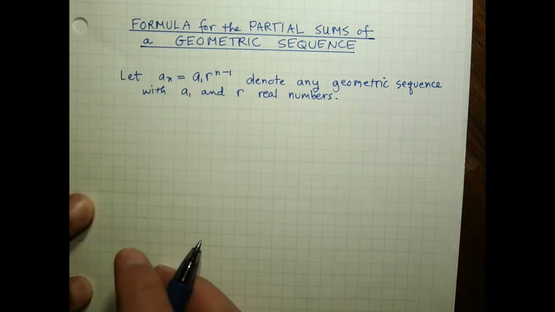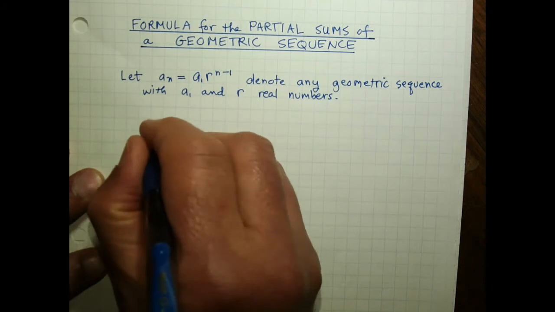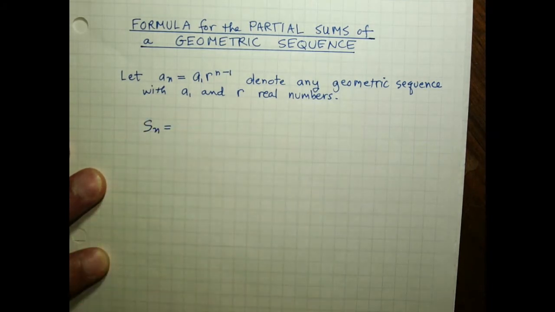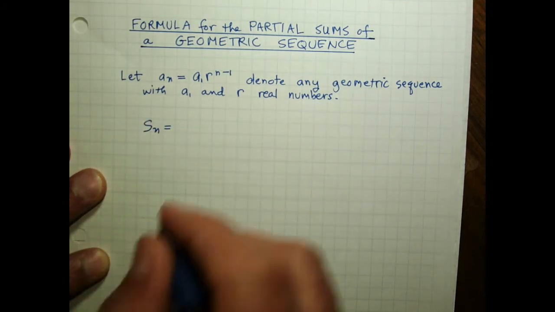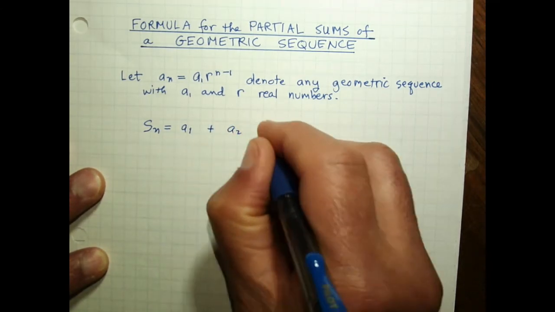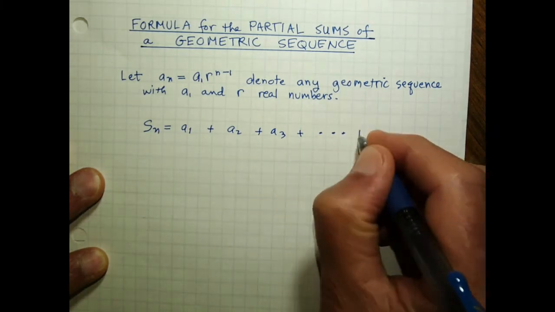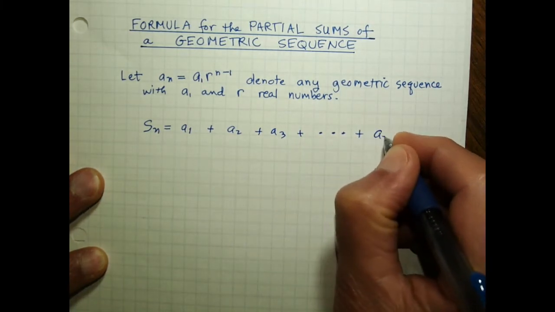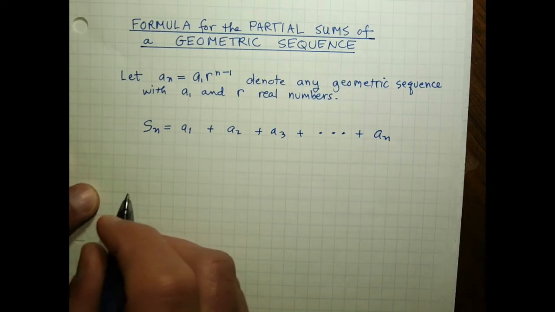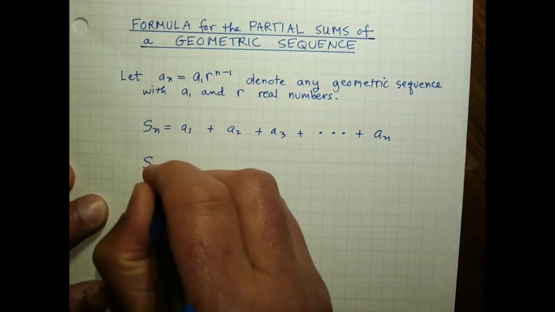We're going to start out again by describing S n, which we know is A1 plus A2 plus A3 plus dot dot dot down the line to A sub n. And now I can rewrite that using the formula.